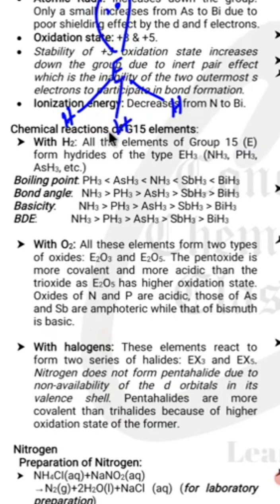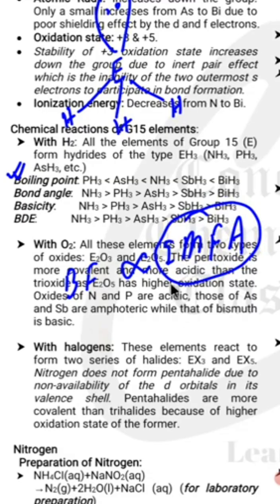So in exams, the properties of these hydrides are frequently asked. The first and the most important property of these hydrides is boiling point. Now, what about boiling point? Boiling point depends upon intermolecular force of attraction. This intermolecular force of attraction again depends upon the molar mass of the substance, and the molar mass increases from NH3 to BiH3, right?